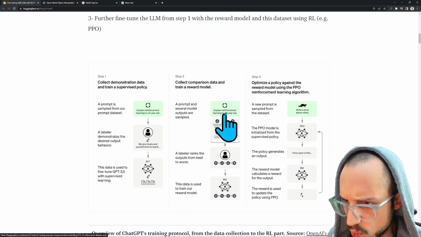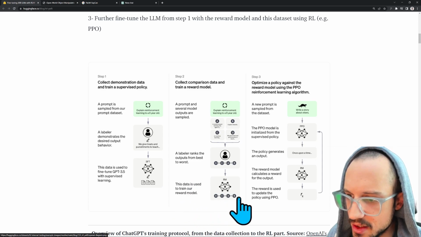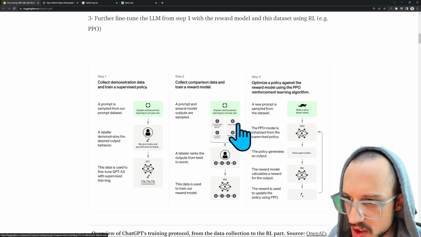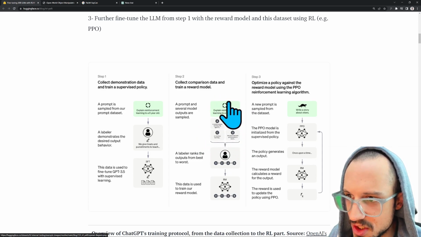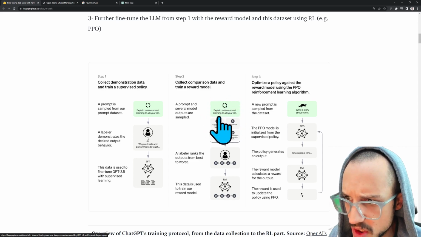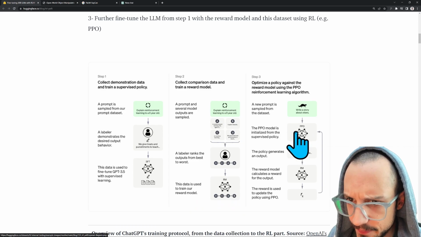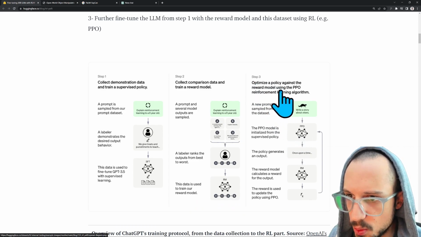All right, and with that ranking, you basically create this reward model, this value function that tells you how good a specific action, which is one of these 4 answers, within a specific environment or state of the environment, which is the prompt, is. And once you have that, then you can go to step 3 here, optimize a policy against the reward model using PPO. PPO is proximal policy optimization. This is a type of reinforcement learning algorithm.